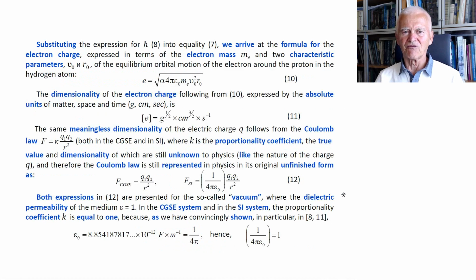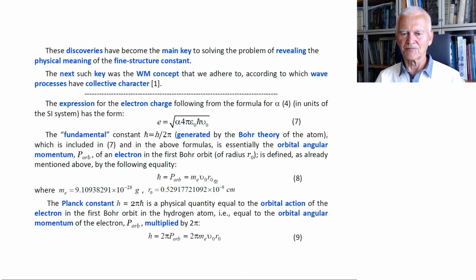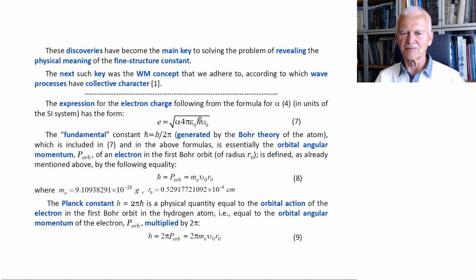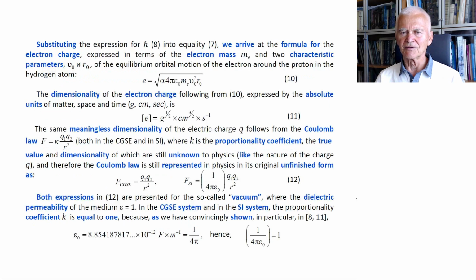Substituting the expression for h, this one, into equality 7, we write the formula for the electron charge expressed in terms of the electron mass me and two characteristic parameters, v0 and r0, of the equilibrium orbital motion of the electron around the proton in the hydrogen atom. The dimensionality of the electron charge following from this equality, expressed by the absolute units of matter, space, and time, gram, centimeter, second, is equal to these values.